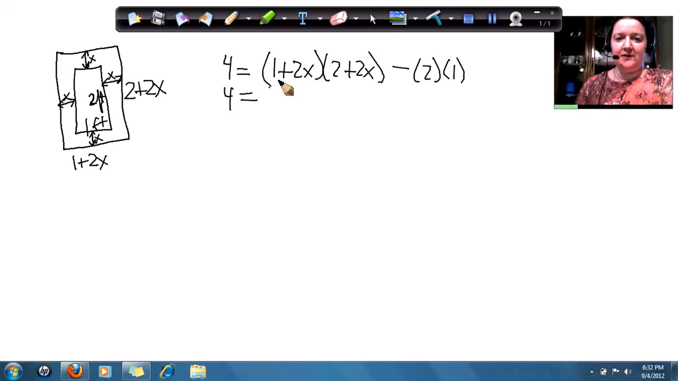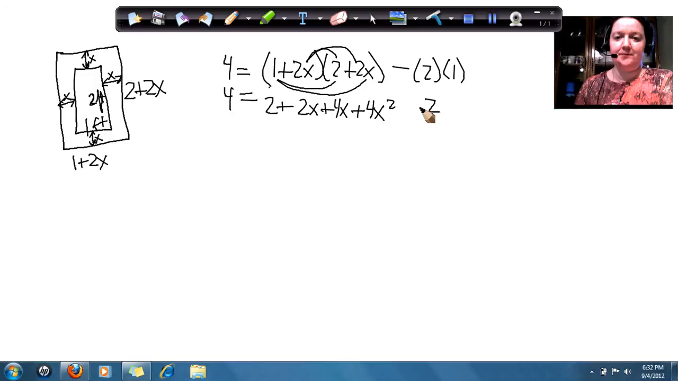So if I FOIL this out, I'm going to get 2 plus 2x plus 4x plus 4x squared. And then I'm going to subtract 2. So if I combine my like terms here, the 2's are going to cancel each other out. This part is going to give me 6x.